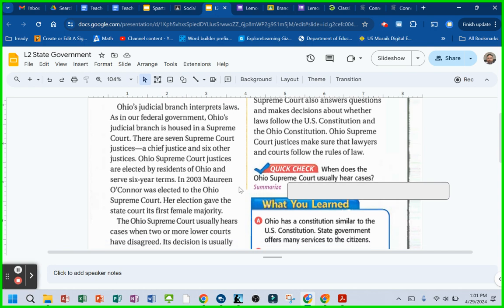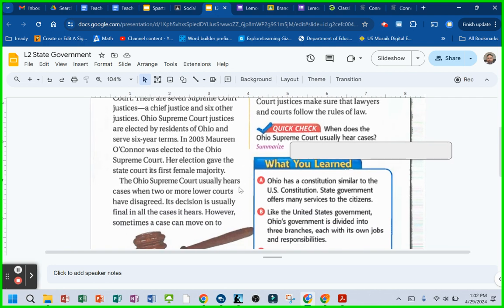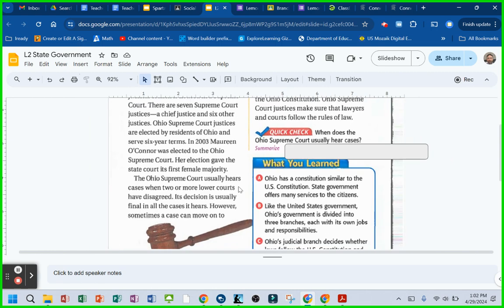Ohio's judicial branch interprets laws. As in our federal government, Ohio's judicial branch is housed in a Supreme Court, state Supreme Court, though. There are 7 Supreme Court justices, a Chief Justice, and 6 other justices. Ohio Supreme Court justices are elected by residents of Ohio and serve 6-year terms. In 2003, Maureen O'Connor was elected to the Ohio Supreme Court. Her election gave the state court its first female majority. The Ohio Supreme Court usually hears cases when 2 or more lower courts have disagreed. Its decision is usually final in all the cases it hears.